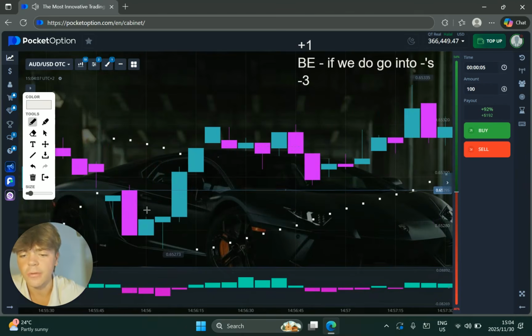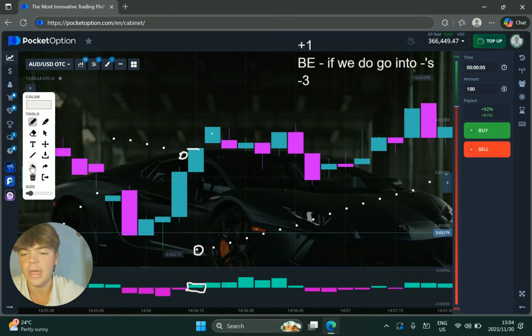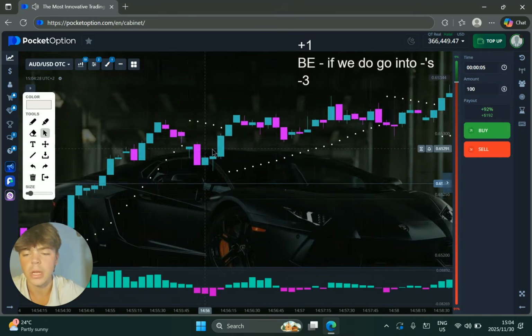Here, this is a perfect example. We break above our dotted line. We then get our dot there. We are given our bar over here telling us we're going to go up. Then we can take our buy. We reach our +1, which is considered our take profit. Therefore, after that cycle, we move on and we find a new pair to trade.